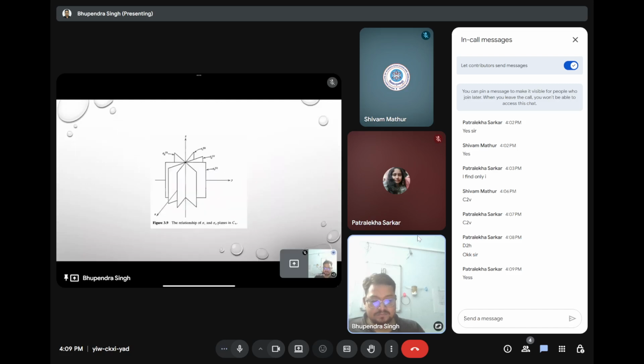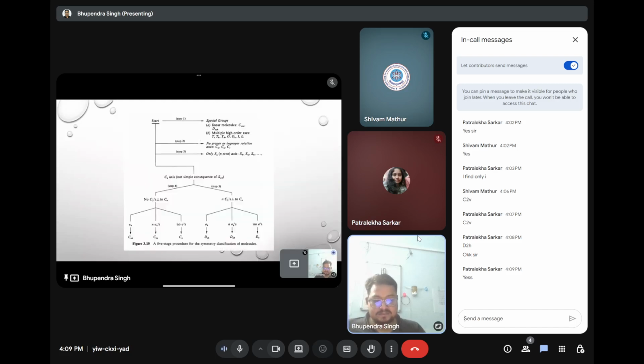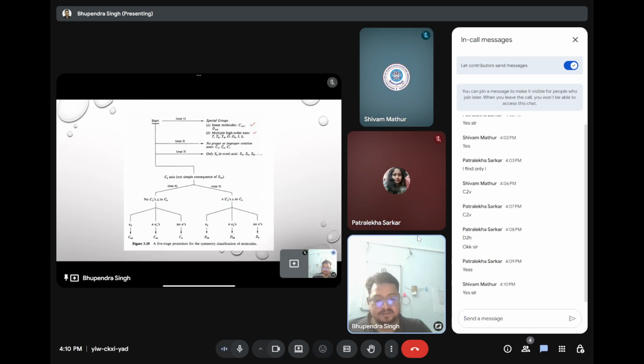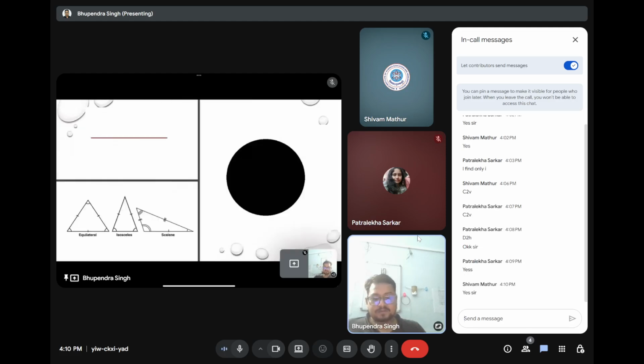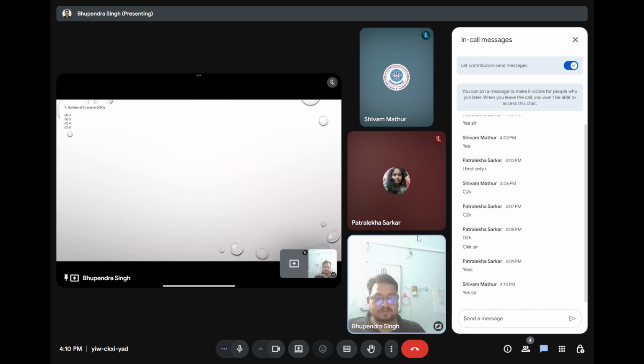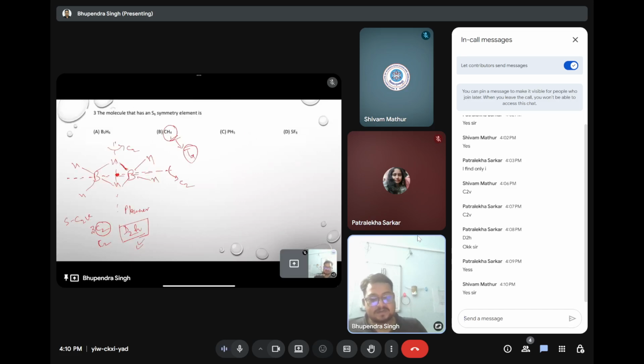So this is the chart. Special groups, linear, multiple, higher order of symmetry. Tetrahedral is here. Okay, anyway. Did you get it? Yes sir, yes, okay. So this is tetrahedral. Now tell me about this. This I have solved in my previous classes.